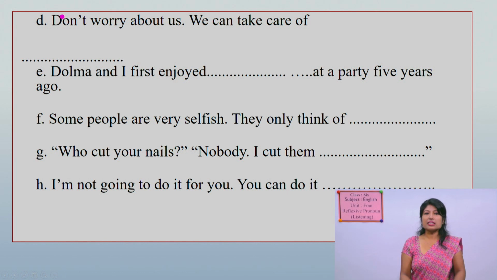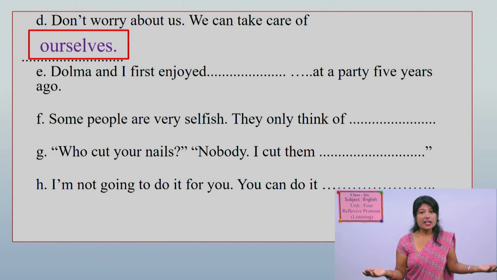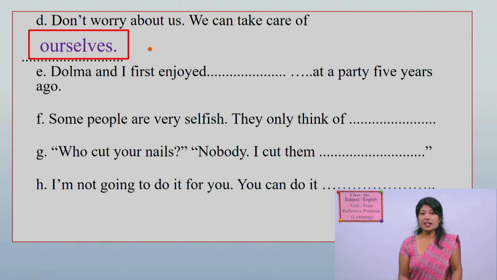Number D: Don't worry about us. We can take care of. We. We need a reflexive pronoun that refers to we. So what do we write over here? Yes, ourselves. Ourselves is the right answer.